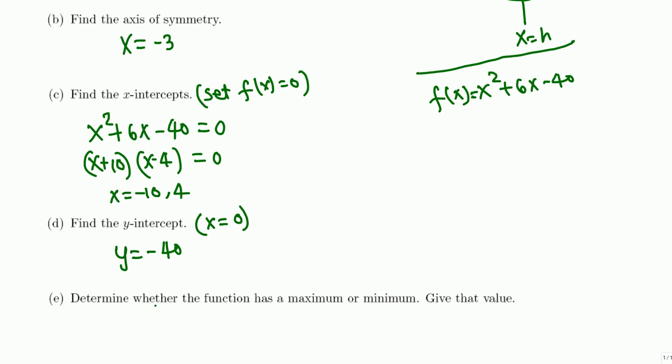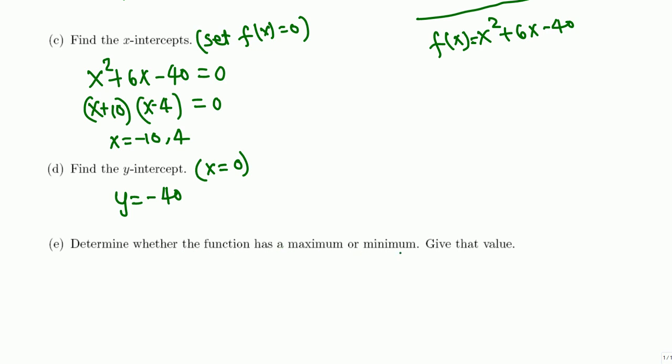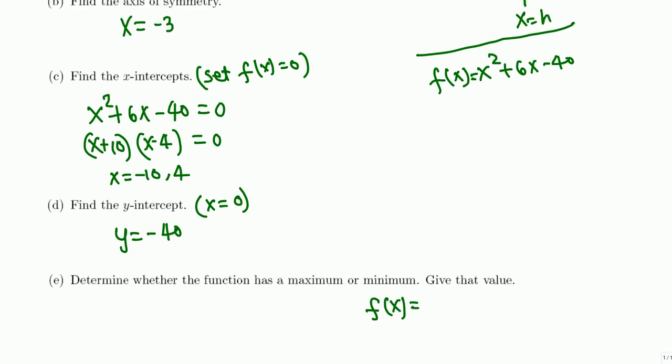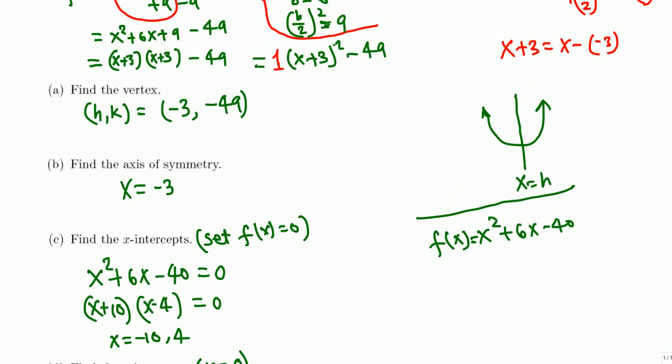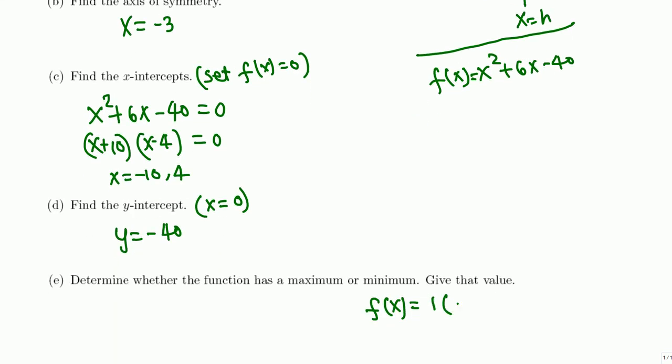And determine whether the function has a maximum or minimum. Give that value. Our function in standard form, which we found here, is 1 times (x plus 3) squared minus 49. This is a, and a is positive 1. When a is positive, our parabola opens up. Then we'll have a minimum. So the answer is minimum. If this number were negative, then the parabola would open downward and we would have a maximum. So I would say minimum.